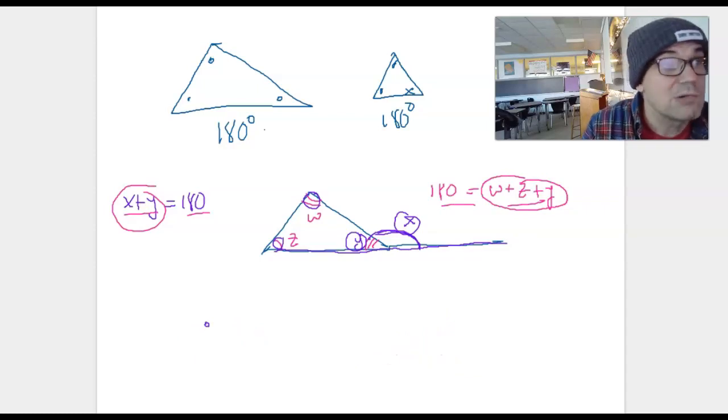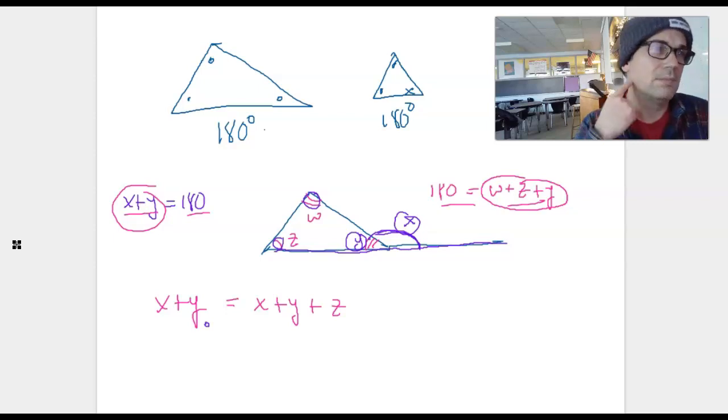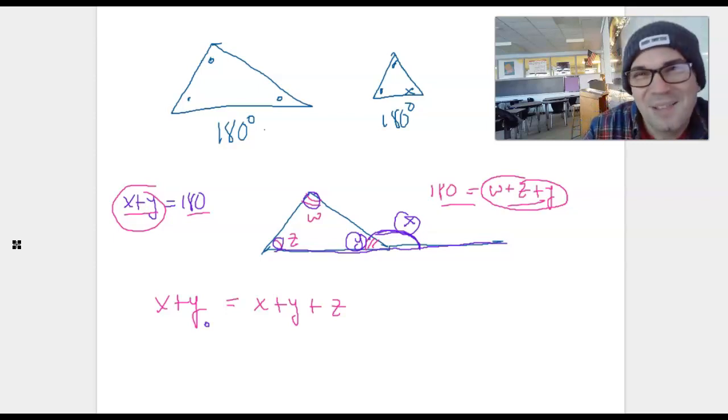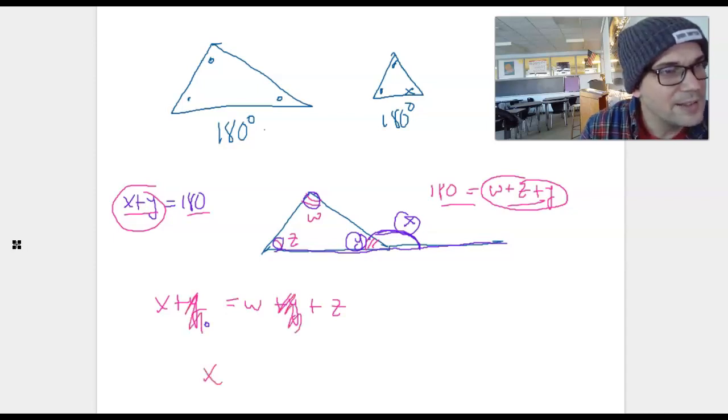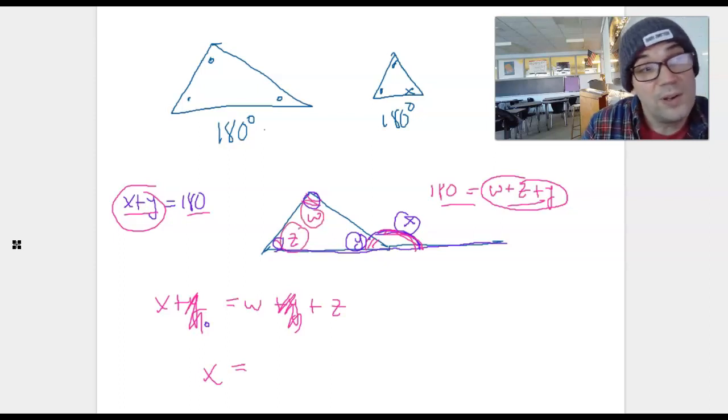Chew on that for a second. So if x plus y is 180, and w plus z plus y is also 180. I'm sorry, not x plus y plus z, that's not what I meant to write down. I meant to write down w plus z plus y is also 180. Well, we don't need this y on here twice. I can subtract this y off of both sides, and I get x, this angle on the outside, is equal to the sum of these remote interior angles.